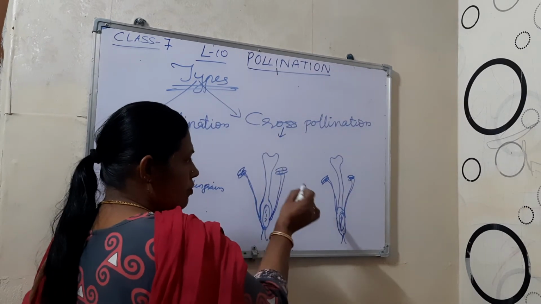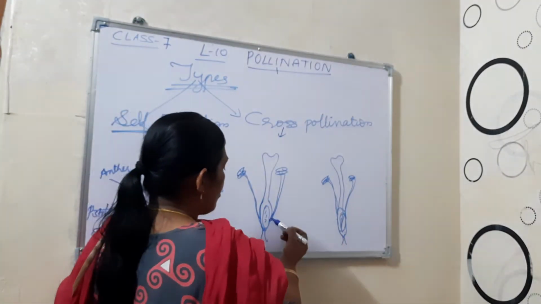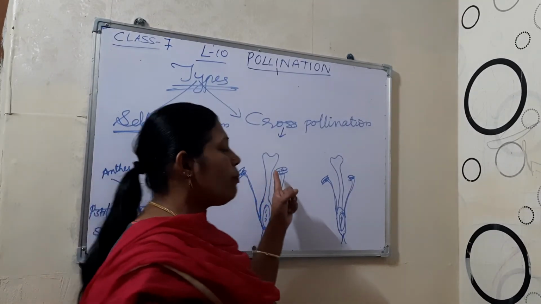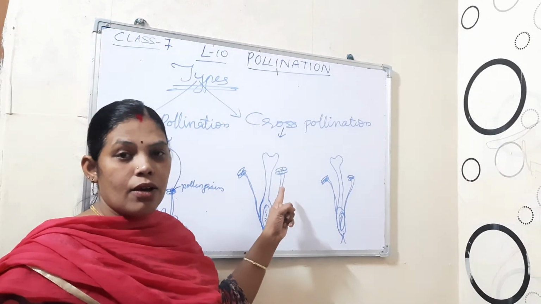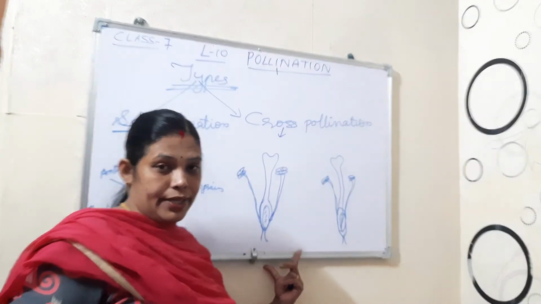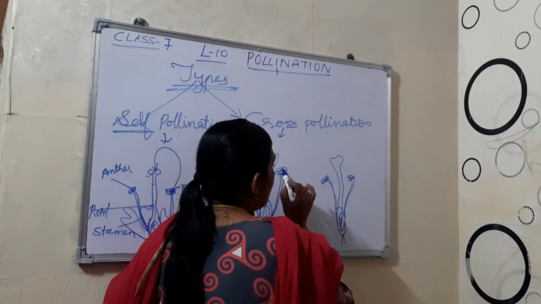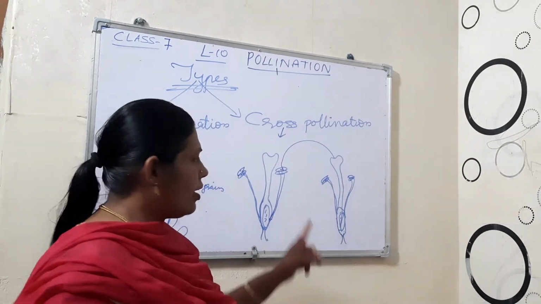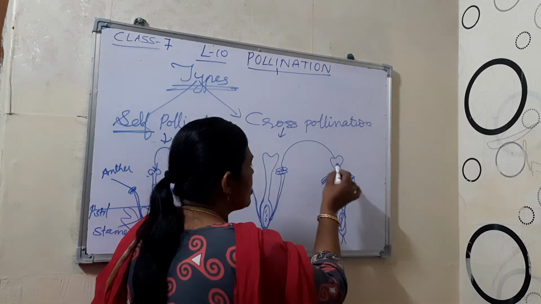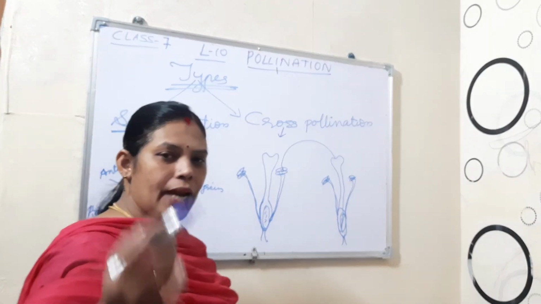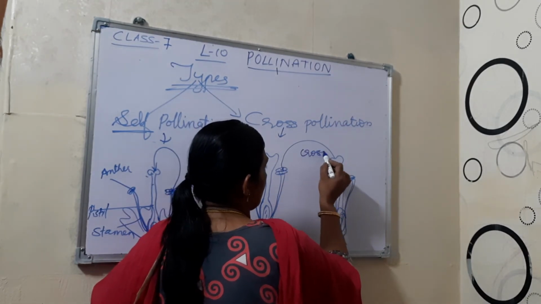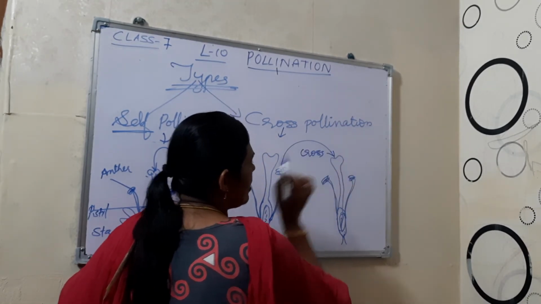Now when the wind moves, or with the pollinators, the pollen grains from this flower of one plant fall onto the flower of another plant. Here it is falling onto the stigma of another plant. There it is going. So it means another plant or another flower. That means cross-pollination. It is crossing. From here to here it is passing.